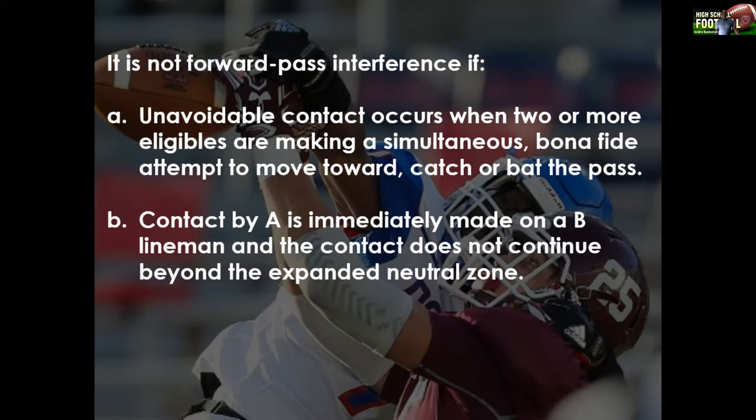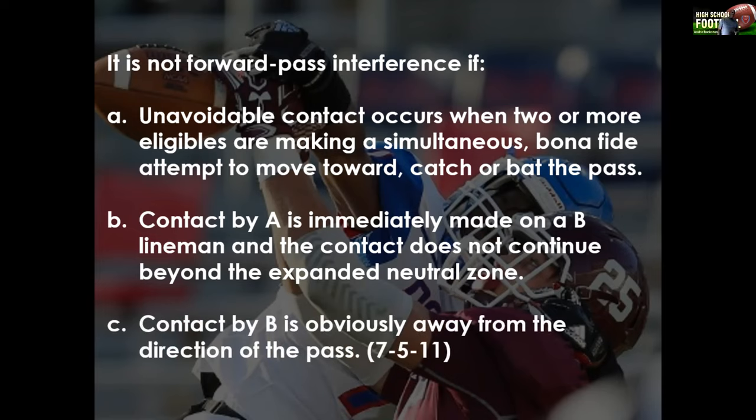Contact by A is immediately made on a B lineman, and the contact does not continue beyond the expanded neutral zone. So a lineman makes contact, I can push you back, but I can't go more than 2 yards. If I go more than 2 yards, we have a whole other scenario. But typically on a pass play, I always see them driving too much anyway. Coaches try to prevent them from doing too much driving on a pass play. But if he makes contact and doesn't go more than 2 yards, it is not pass interference. And the last one, contact by B is away from the direction of the pass, right? So if I'm throwing over there and we've got B contact over here, it's not considered pass interference. I didn't say it can't be illegal use of the hands. I'm just saying it can't be pass interference. Can't say it's not holding. It's just not pass interference.